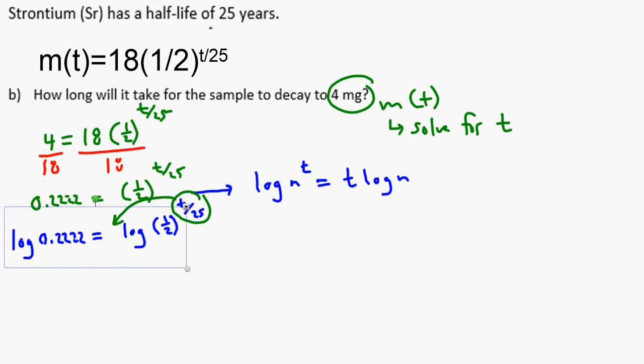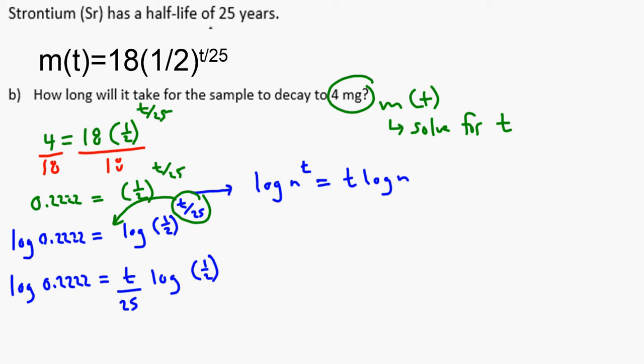So what do I have then? I'm going to have log of 0.2222 is equal to t over 25 log of 1/2. Well, let's get rid of this denominator here of 25. So what am I going to do? I'm going to multiply both sides by 25. So multiply this side by 25, which gets rid of this guy. But then multiply this guy by 25, so I'm just going to put a 25 in the front here. Hopefully I've got room. And there we go.